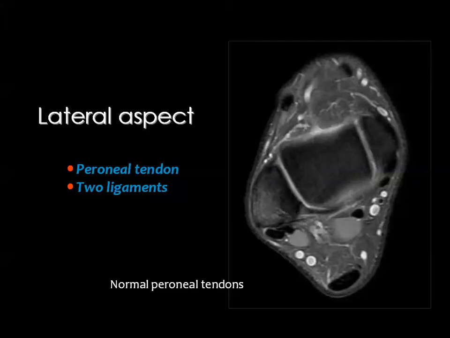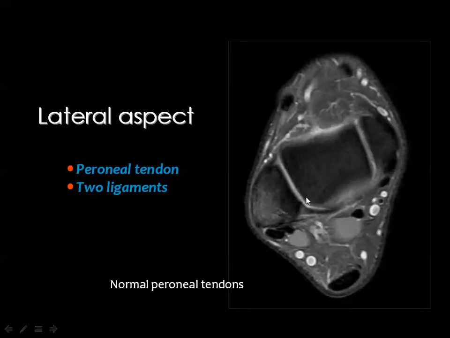the posterior aspect of the ankle, and we discussed the lesions of the tendo Achilles, which included full thickness tear, partial thickness tear, tendinopathy, Haglund syndrome, and xanthoma of the Achilles tendon. Now we come to the lateral aspect of the ankle where we can see tendons and ligaments. There are two tendons and two ligaments.